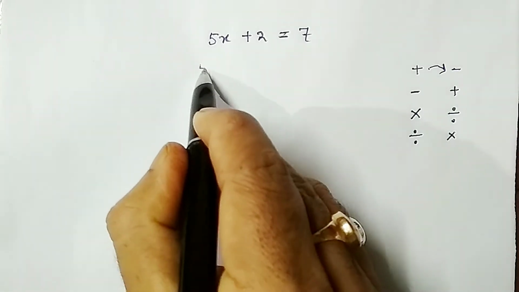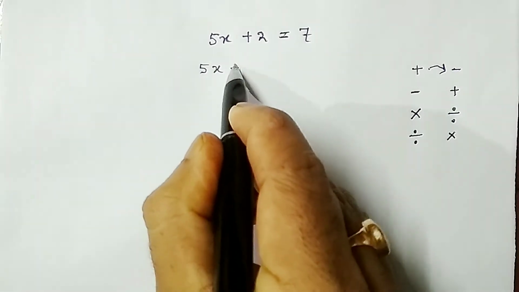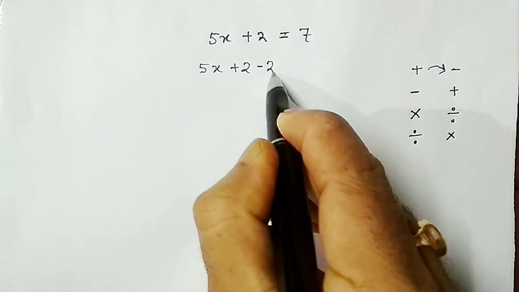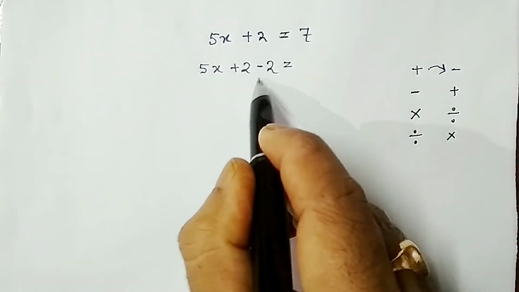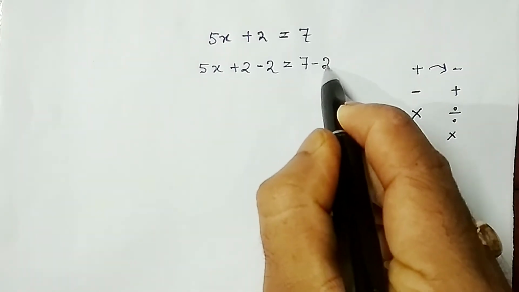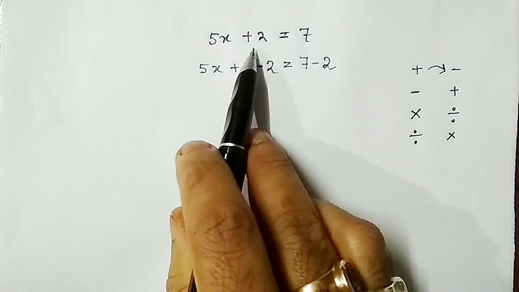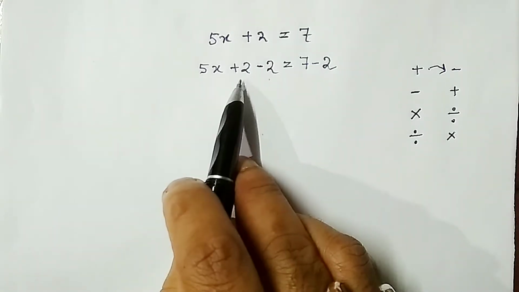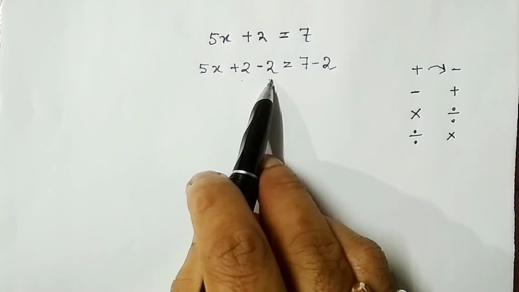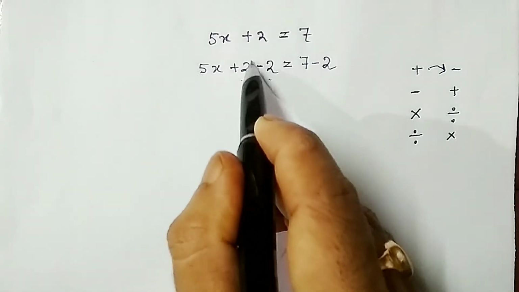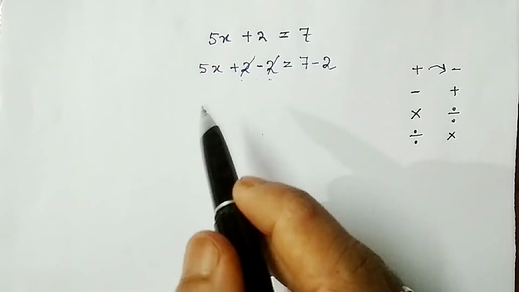So we'll write 5x plus 2 and I want to kill this plus 2. I'll write minus 2 here. And as I have written minus here, in the right hand side also, same thing I have to do. Here it is plus 2. To remove this plus 2, I introduce its enemy. Enemy of plus 2 is minus 2. The same operation I have to do in the right hand side. Now this plus 2 and minus 2, they will kill each other.